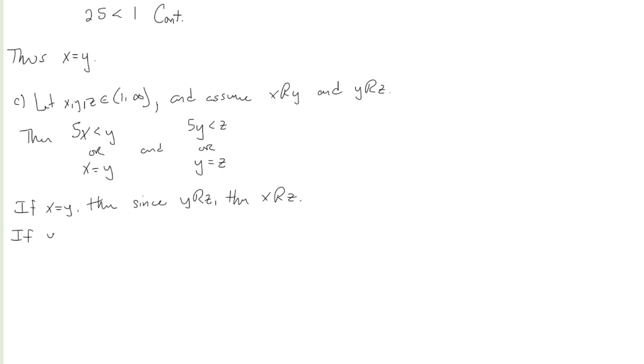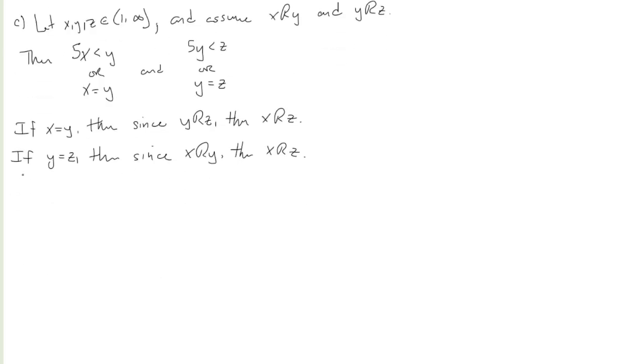If, on the other hand, y equals z, then since x is related to y, well then x is related to z because y is z, and we're done. Okay, so either way we get x is related to z. Again, that's what we're trying to get to. X must be related to z. So now I'm in the last case. So neither x equals y nor y equals z. In other words, the other two are the case.